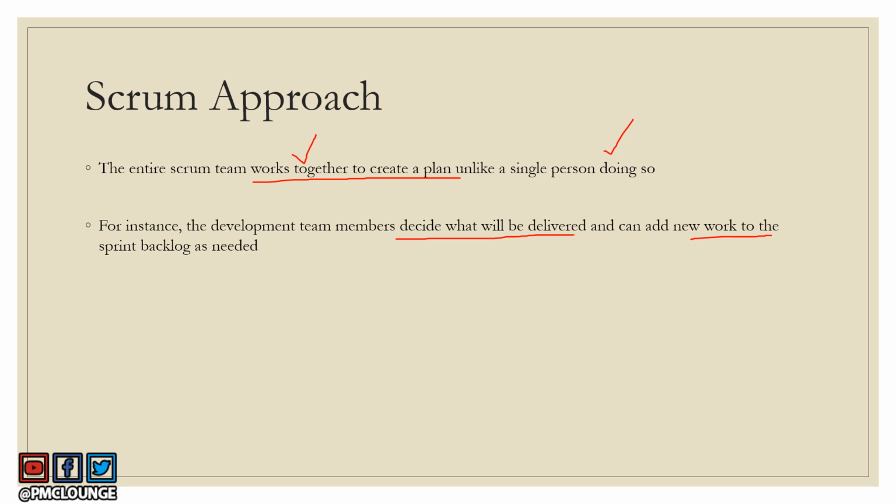But you need to realize how the development team has a lot of independence here to decide what they are going to deliver, and how they can also take new work if required from the sprint backlog. In a nutshell, the entire Scrum team decides how they'll meet the goals, the sprint goals, right? How they are going to meet those goals is decided by the entire Scrum team.